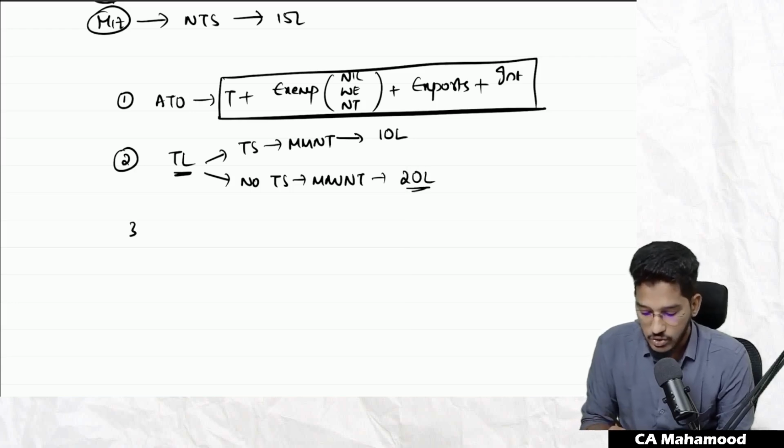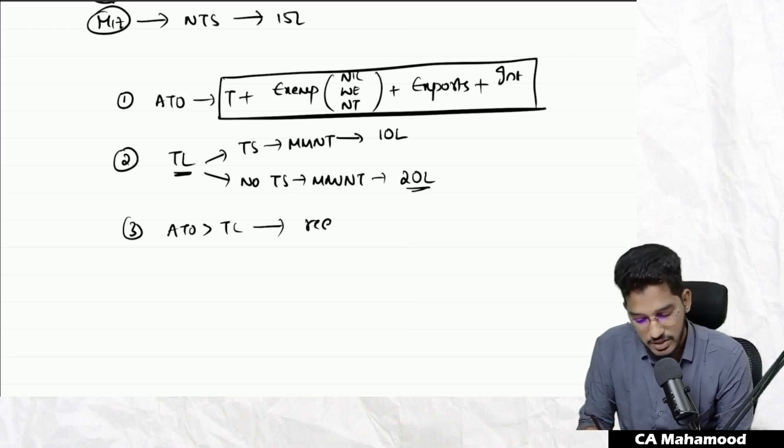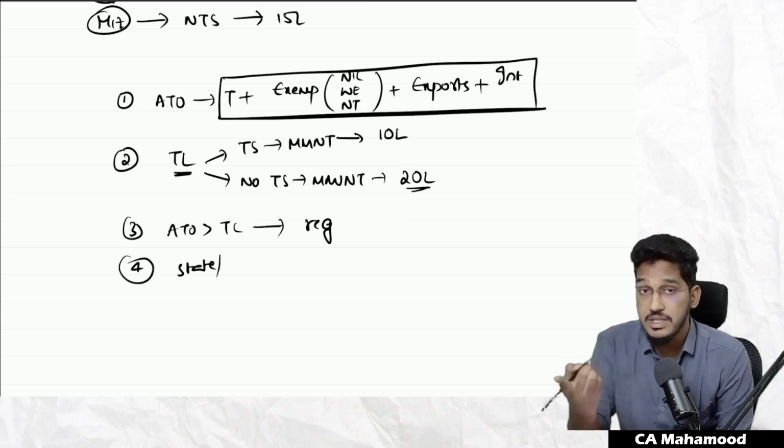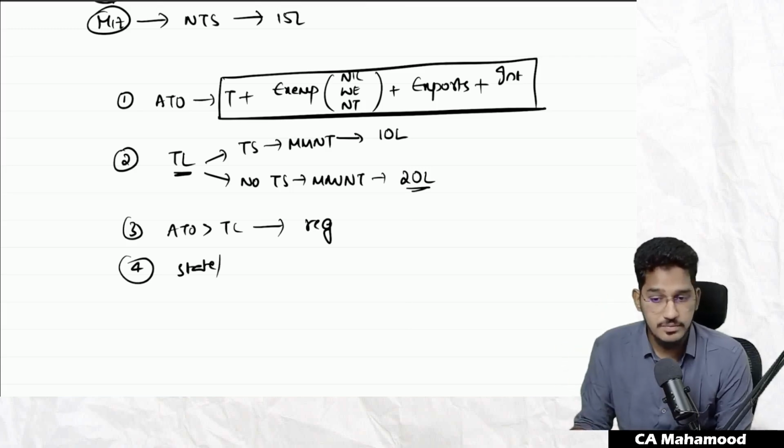Now, if the aggregate turnover has exceeded more than threshold limit, then what will happen? Registration he is required to take. Where he is required to take the registration? From such state or union territory from which he is making taxable supply. From which he is making what? Taxable supply. Able to understand? So this is how you need to check how he is required to obtain registration.